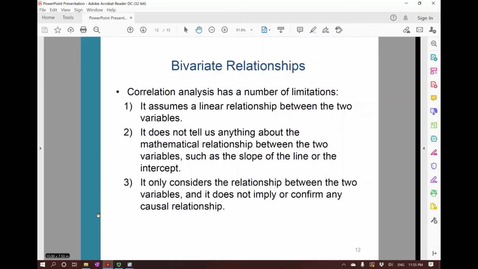Just one little note on the bivariate relationship. Sometimes we do call them correlation analysis. It does have a number of limitations. First of all, it assumes a linear relationship between the two variables, and this is especially true for the correlation coefficient. Also, it does not tell us anything about the mathematical relationship between the two variables. It does not tell us the slope of the line or the intercept, right?